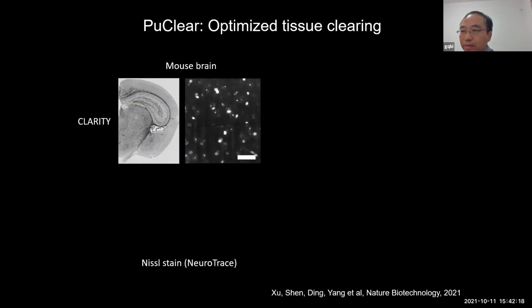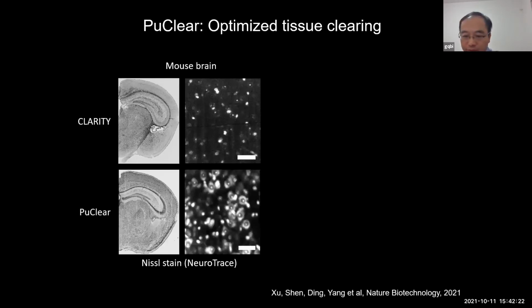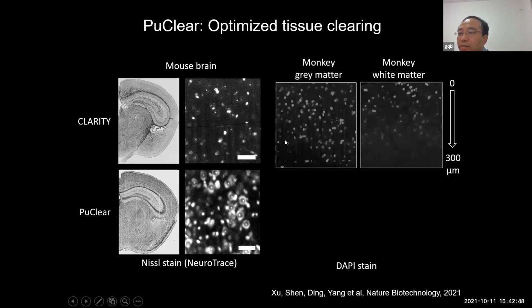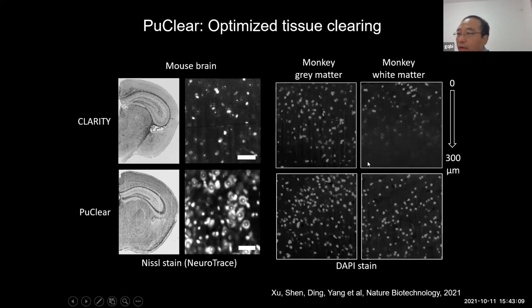This clearing is actually quite interesting. They developed a new method called PuClear, a primate-optimized uniform clearing method that's different from the CLARITY method developed by the Karl group that we also use for mouse imaging. PuClear is important for monkey because CLARITY doesn't work very well for the white matter, as primates have much thicker white matter. With the regular CLARITY method, it doesn't clear very well. With PuClear, the white matter gets cleared very well, as well as the gray matter.